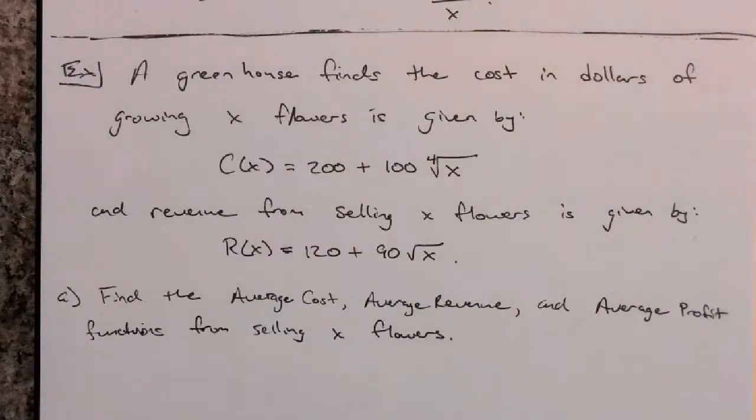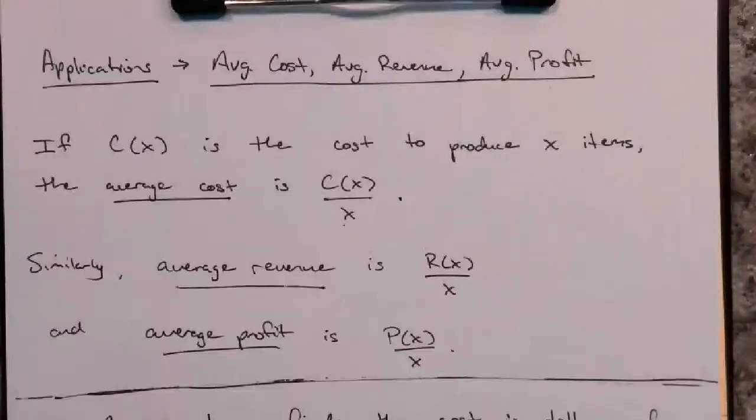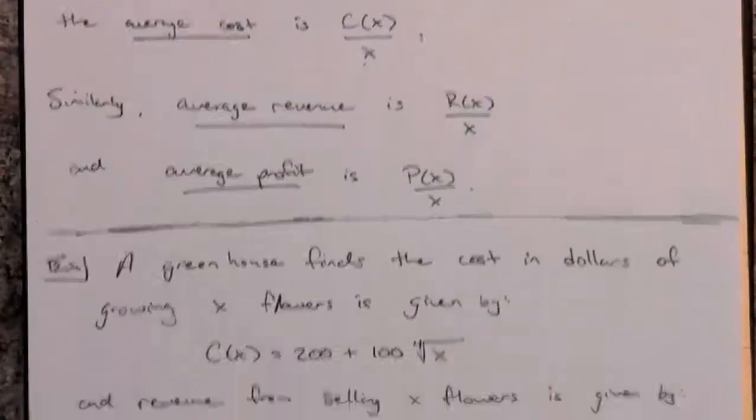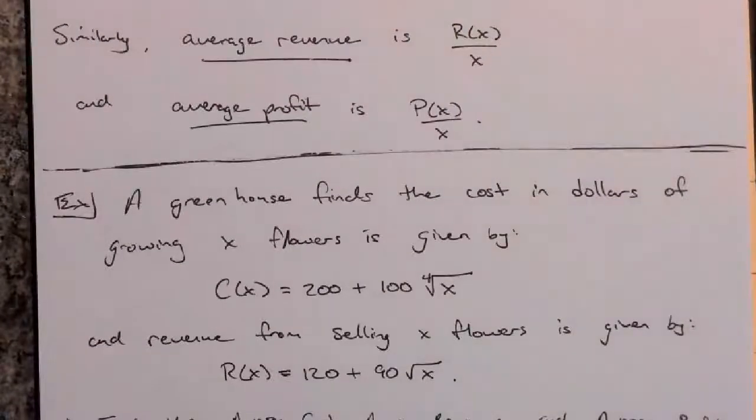It's not overly complicated. We just talked about it a minute ago in our definitions, how to find these. So it's really the function they give you divided by the number of items you sell or produce, depending on the way you're looking at it.